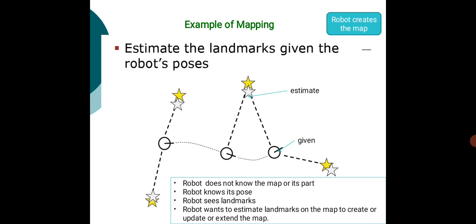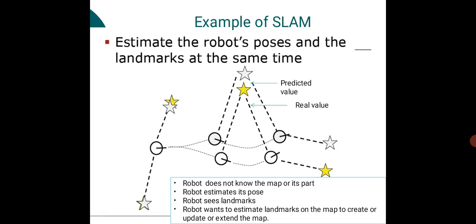Example of mapping. Here the robot will create the map. It will estimate the landmarks given the robot poses. So in this case it will not know the map, it will know only its pose, and it will estimate the landmarks in the map to create, update, or extend the map.